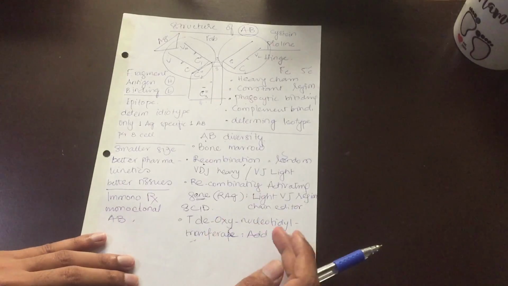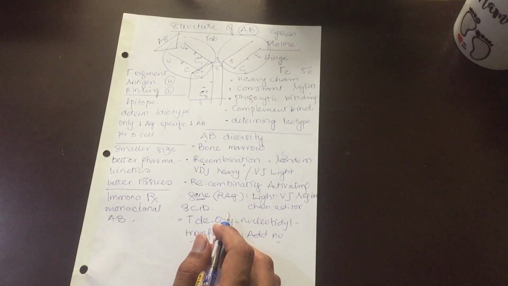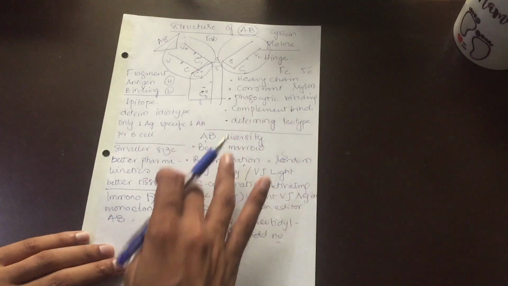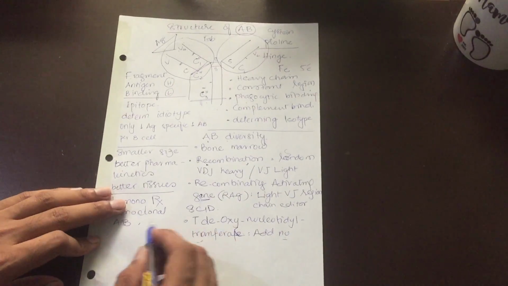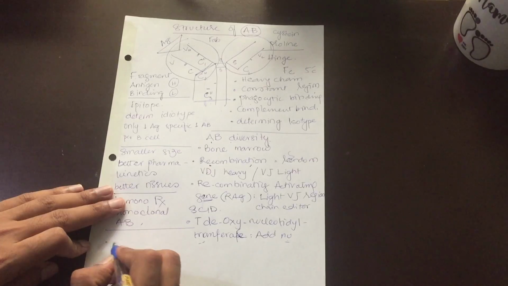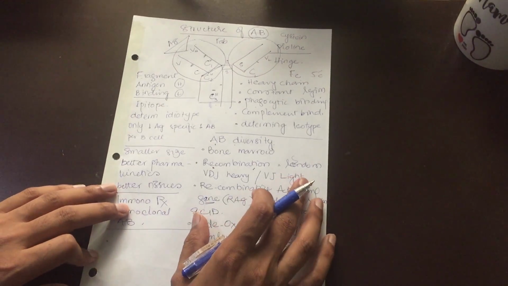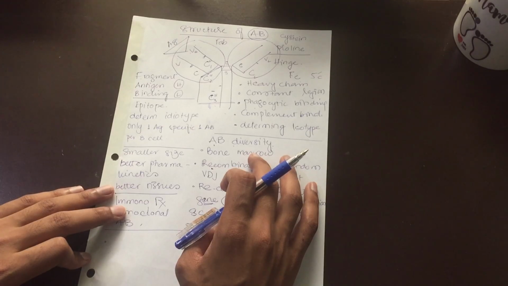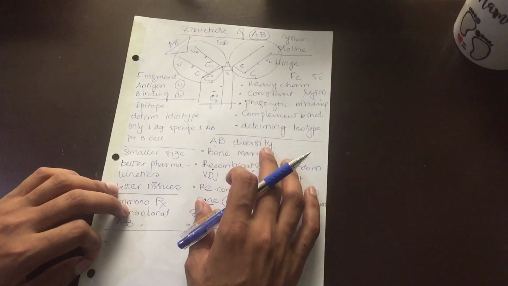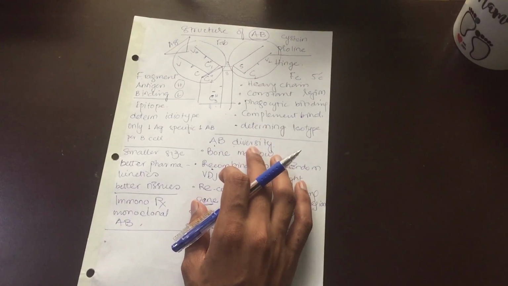So there is a random combination of light and heavy chain. All this happens in the bone marrow. There is also a process known as affinity maturation, which also happens in the bone marrow, but it does not give diversity, it gives antibody specificity.